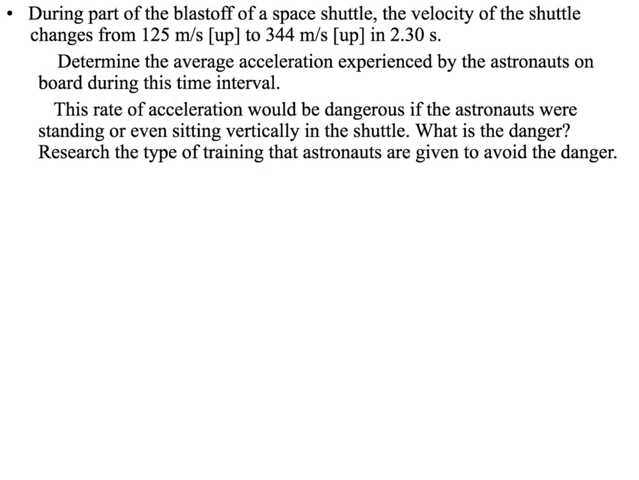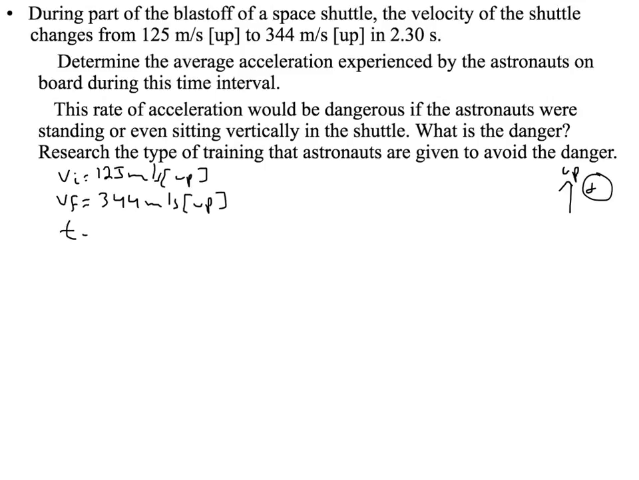During part of a blast-off of a spaceship shuttle, the velocity of the shuttle changes from 125 meters per second up to 344 meters per second up in 2.3 seconds. So, first of all, let's assign up as positive. We know that it changes, so VI equals 125 meters per second up, VF equals 344 meters per second up, and we know time is 2.3 seconds.